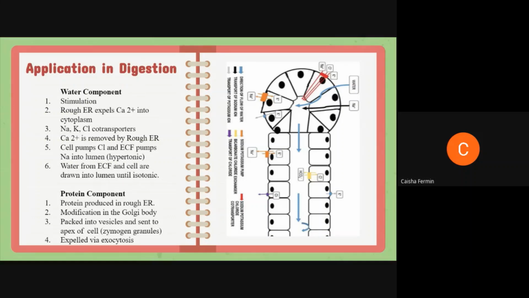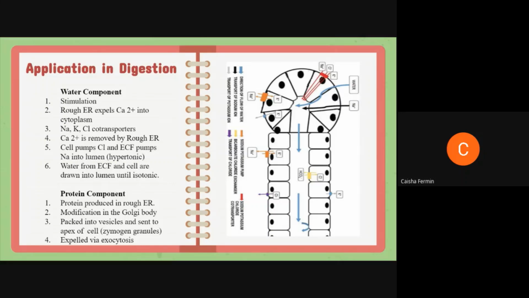The rough ER of these salivary cells expel calcium into the cytoplasm and create a more positive environment. This triggers the sodium, potassium, chlorine cotransporters to transport potassium out and sodium and chloride into the extracellular fluid. This creates a more positive environment outside of the cell. Calcium is then removed by the ER, and so inside of the cell now is more negative.